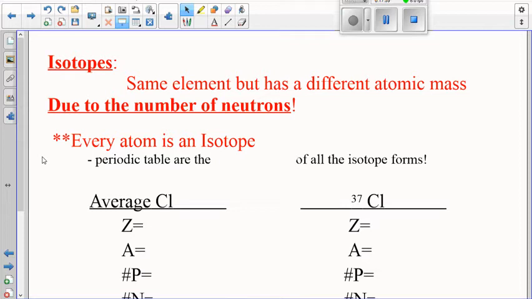Okay. That's how isotopes are. Every atom is an isotope of another atom. That's their relationship. So when two atoms are the same element, they have different masses, they're cousins or they're isotopes of one another. Does that make sense?